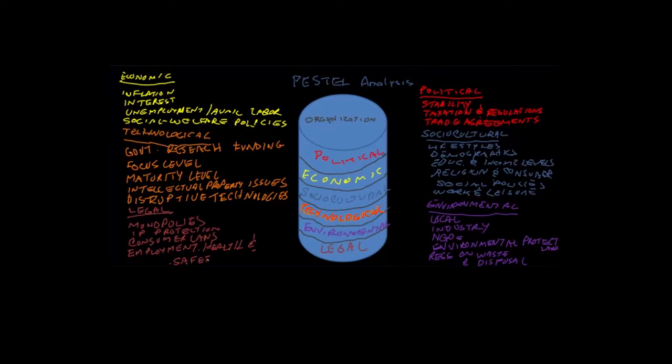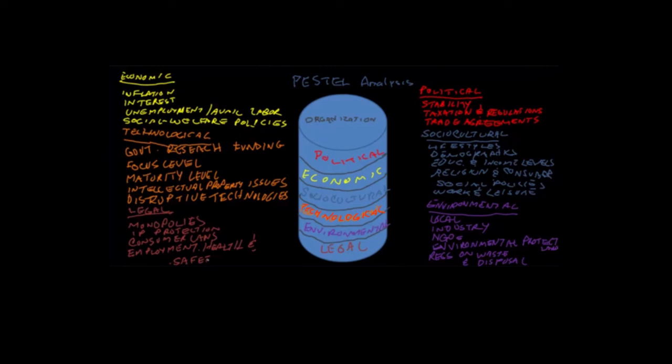The next one is environmental issues. And environmental issues can either be local issues, where we're located, or it could be industry issues. We also want to look at non-governmental organizations because they can affect the way we do business. We also have environmental protection policies or laws, and we have regulations on waste and disposal.